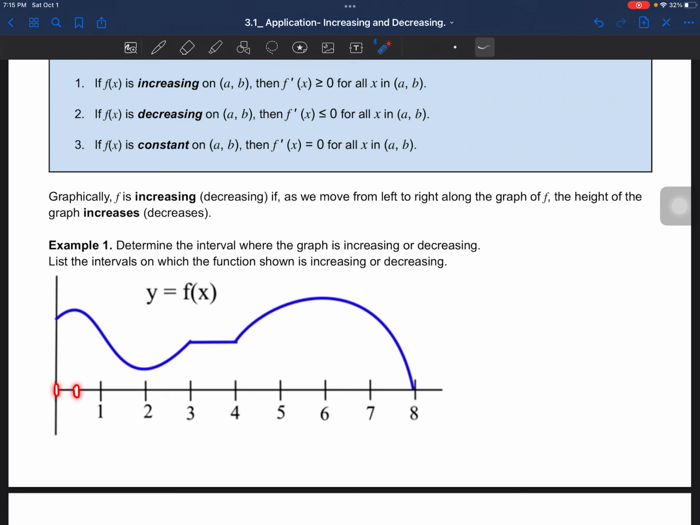For example, if we're starting from 0, from the interval 0 to 0.5, we can see the function is actually increasing. It means it's going up until it gets to this point, which is at 0.5. Then it begins to decrease all the way until it reaches x equals 2. So it keeps going down, it keeps going down.